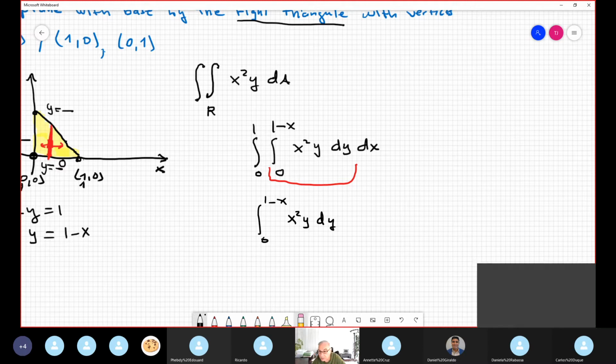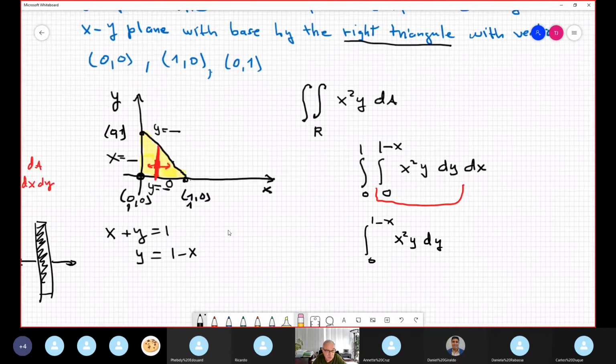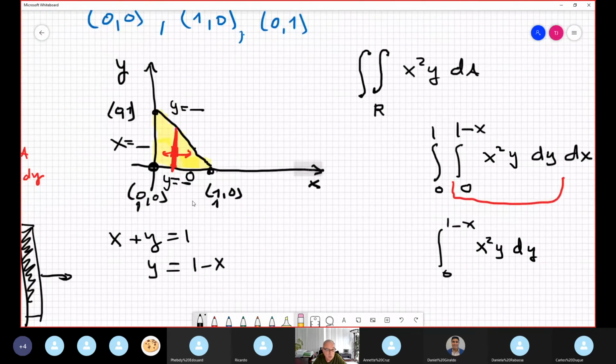A ver. The bound is. It's clear. For the y part, you go from 0 to that y, which is the y of the line, which is 1 minus x. This is clear, right? So it's clear this part or no?